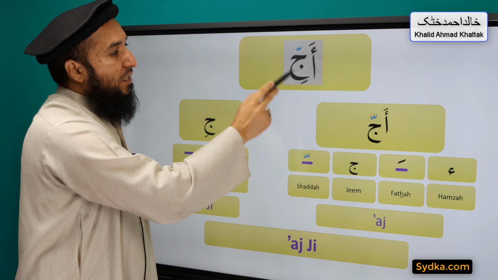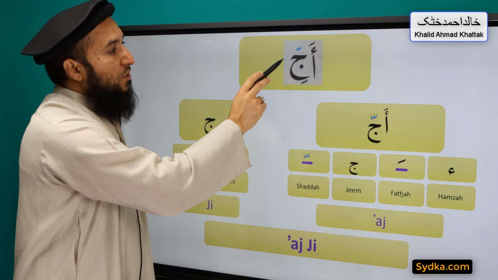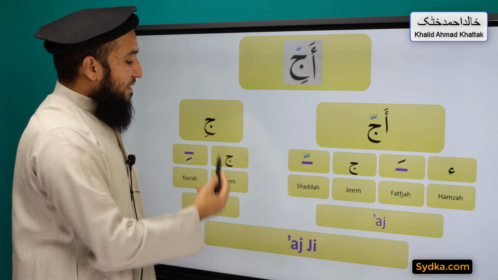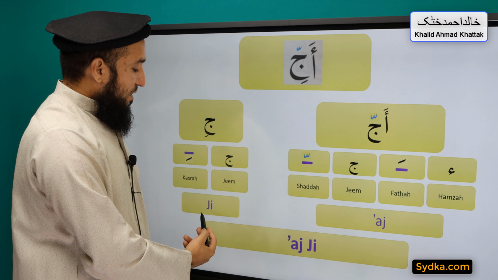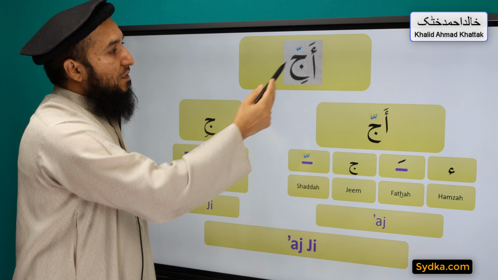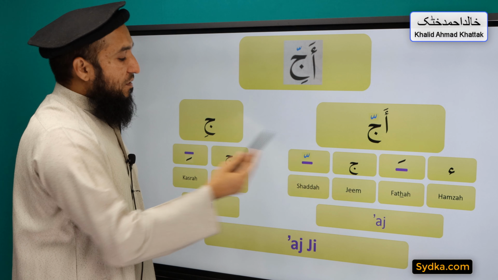Jim is a light letter, it has Kasra underneath and it is prolonged for one count. Jim Kasra Ji. Combining both syllables together we have Ajji, Ajji.